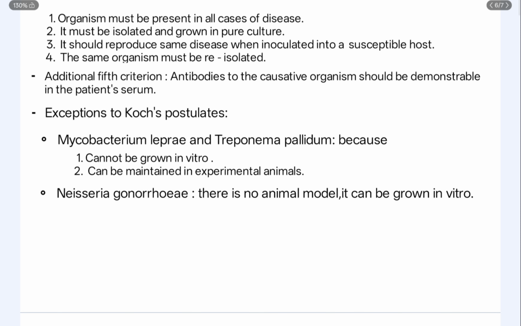Then exceptions of the Koch postulate. Exceptions are Mycobacterium leprae, Treponema pallidum and Neisseria gonorrhoeae. These three microorganisms are exceptions of the Koch postulate. Mycobacterium leprae and Treponema pallidum are exceptions because they cannot be grown in vitro and they can only be maintained in experimental animals. First point is they cannot be grown in vitro. In vitro means outside the organism.